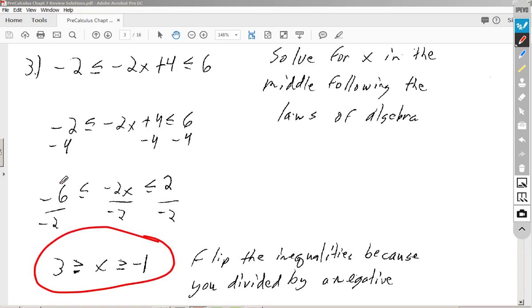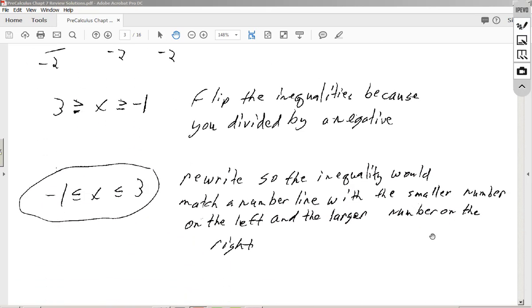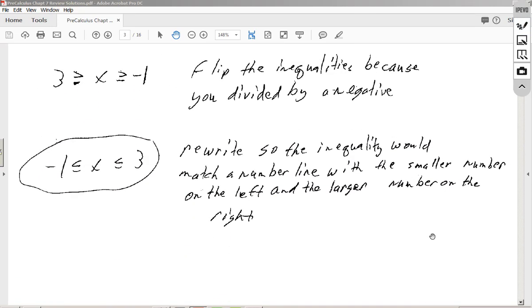So -6 divided by -2 is 3. Here's my inequality, it flips. Here's this inequality, it also flips. And 2 divided by -2 is going to be -1. So make sure you flip the inequalities because you divide by a negative. Don't forget that rule.